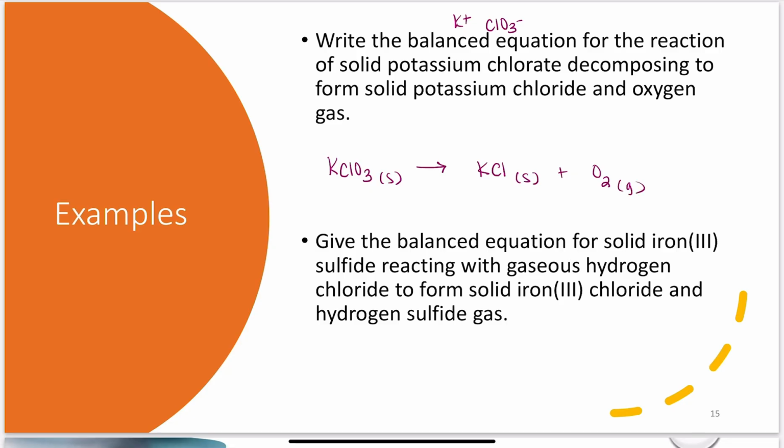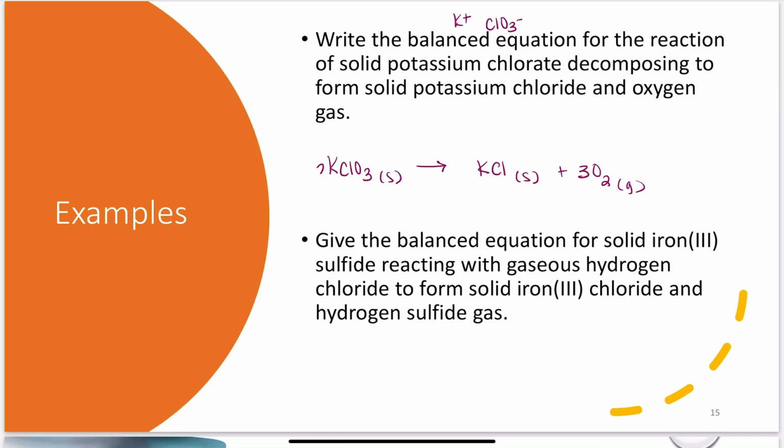Now, I have to balance this thing. I have that combination of 3 and 2 oxygens. Not helpful. 3 and 2. It's the only way to get rid of it. But now I have 2 potassiums and 2 chlorides. I need 2 KCl on the other side.